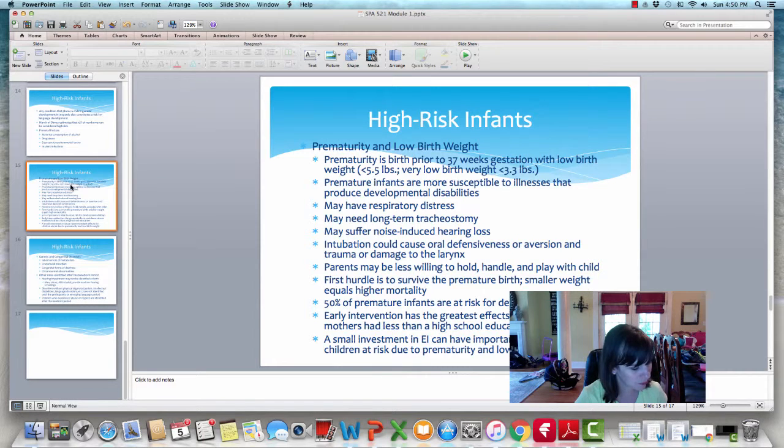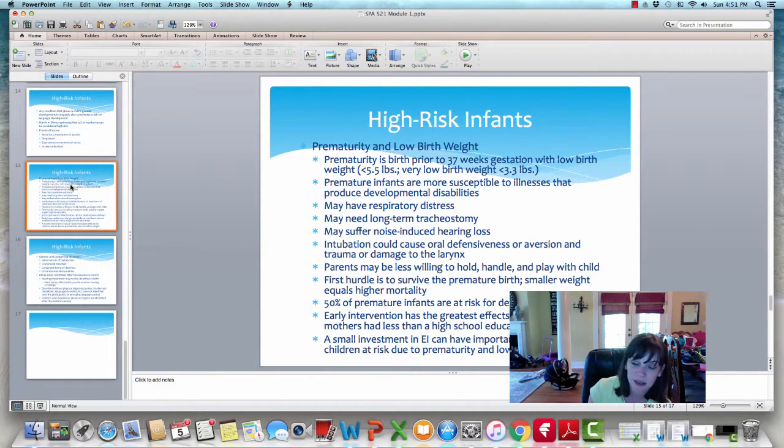So that's something for us to consider. 50% of premature infants are at risk for developmental delays. So half of them that are born premature will have a developmental delay of some sort. And then early intervention has the greatest effects on infants whose mothers had less than a high school education. So again, those parents, as we talked about the resources that are available, the parents with less resources probably need the most support because that provides the greatest effects on the benefits versus the parents who are very knowledgeable.